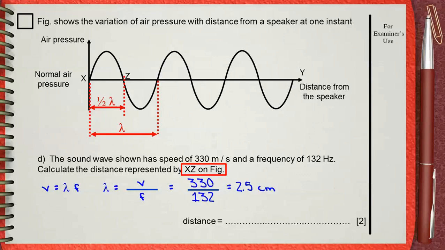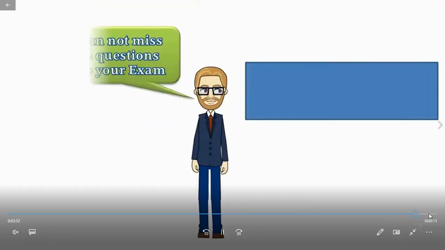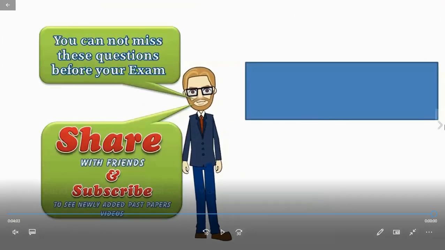My dear, this is not our answer, because they asked for lambda by 2, the half wavelength. That means the real answer will be 2.5 divided by 2, that means 1.25. All right, so hopefully you understand. Now question number 4 we have completed.